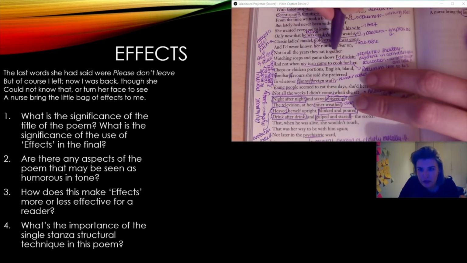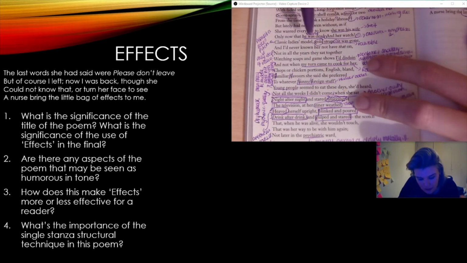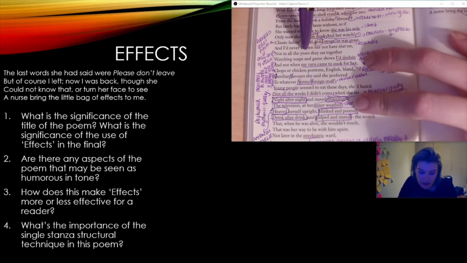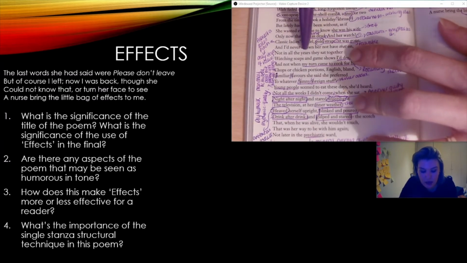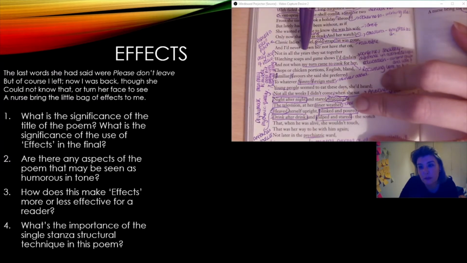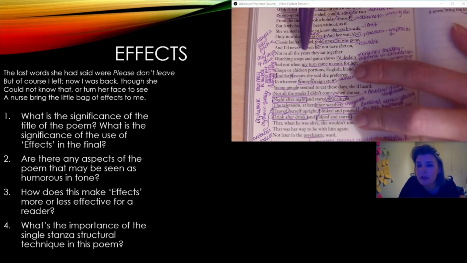Not in all the years they sat together. So there's an interval of time there where it talks about all those years. It suggests how long the relationship between his mother and his father had been, and there is again that sense of grief. They'd been together for a very long time, and we discover in the next few lines that the mother didn't cope very well with his loss, with his death.